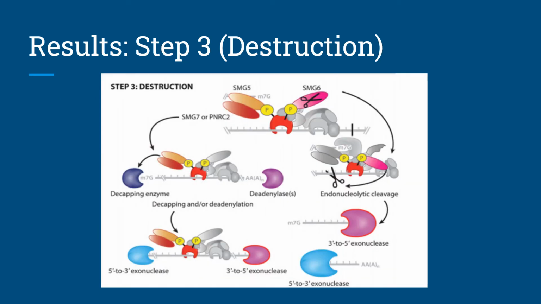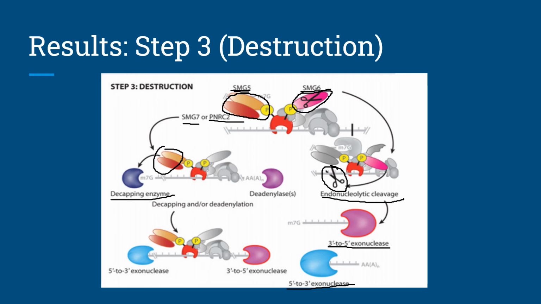So this figure describes destruction, and this is the SMG5 complex, and this is the SMG6. And we're going to be talking about the SMG6 first. So what this does is it cuts right here and causes an endonucleolytic cleavage, which gives us a 3' to 5' exonuclease and also a 5' to 3' exonuclease. So now we're going to talk about the SMG5-SMG7 complex, or we could also talk about the SMG5 and PNRC2 complex. What this does is this complex here adds a decapping enzyme and/or a deadenylation enzyme, which gives us a product of 5' to 3' exonuclease and also a 3' to 5' exonuclease.